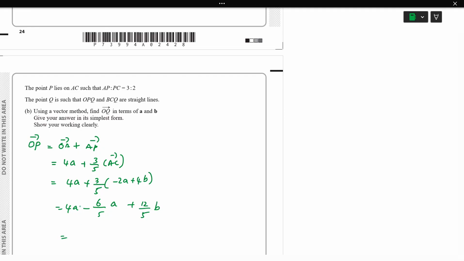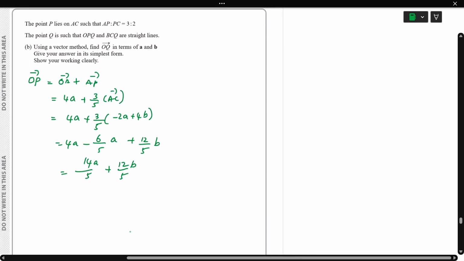So here we simplify the A terms, making the denominator the same, which is 20A minus 6A, which is 14A. So 14A over 5 plus 12 over 5 B. This is the answer for OP.